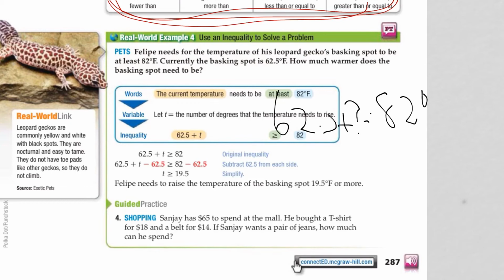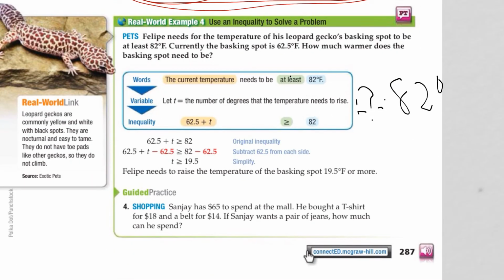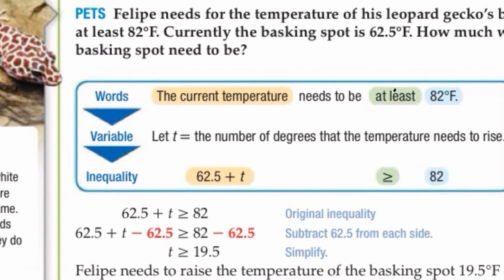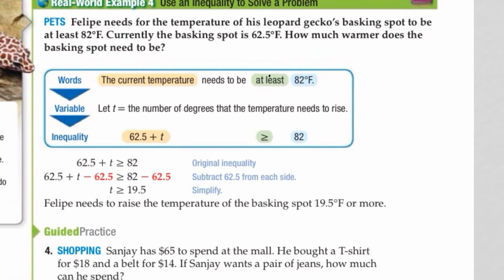Well, let me erase that and make it a little bit neater. All right. Or I can use the book. So look, 62.5 degrees plus how much makes it at least 82 degrees. Now again, it has to be minimum 82. So notice that they use the symbol greater than or equal to. Why? Well, because the smallest amount that the basking spot can be for the gecko is 82. It can't be anything below that. If it's anything below that, they're saying it's bad.